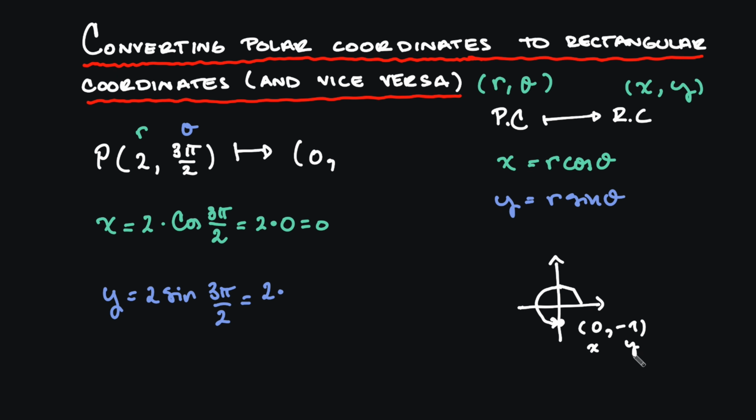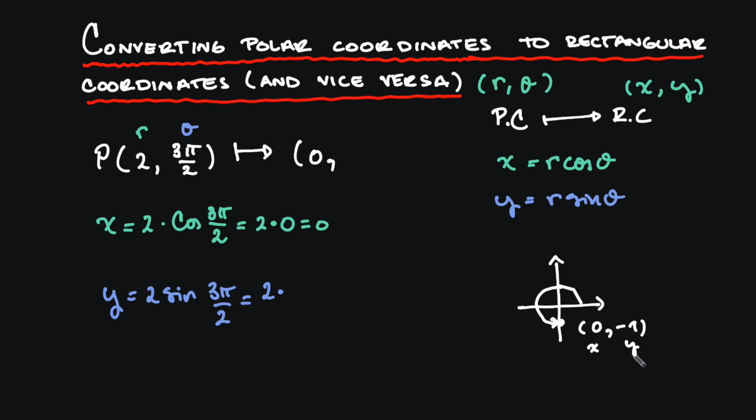This will be our rectangular coordinate if we convert it from this polar coordinate. All right. So that is the idea on how to convert from polar coordinates to rectangular coordinates. All right, let's do it backwards. If we want to go from rectangular coordinates to polar coordinates, we're going to use 2 different formulas.